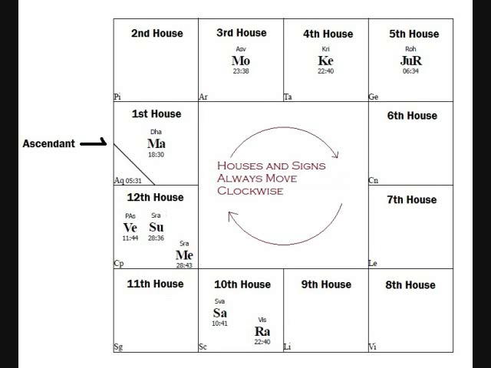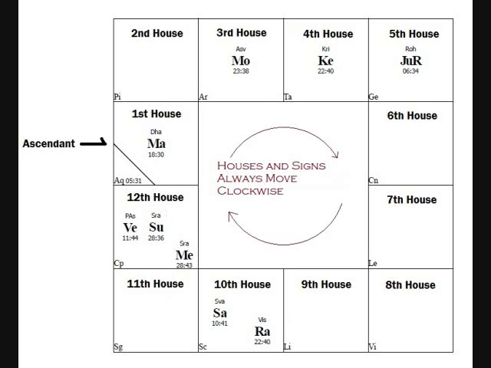Now the numbers beside the ascendant and also underneath the planets indicate the degrees at which the planets are positioned within that sign. So Mars is at 18 degrees, Moon is at 23 degrees. And within a sign, within a house, there's only 30 degrees. So planets will be between 0 and 29 degrees.